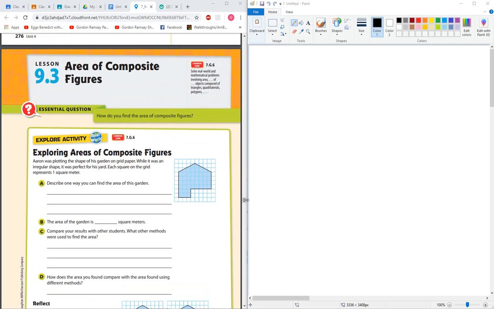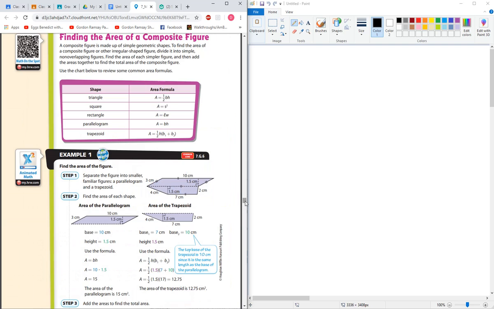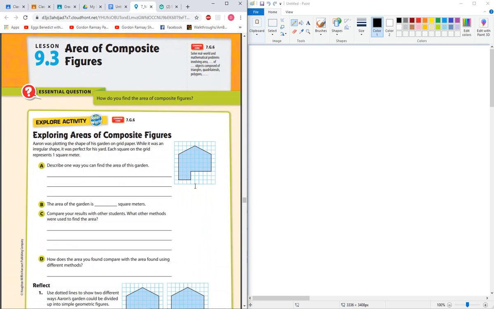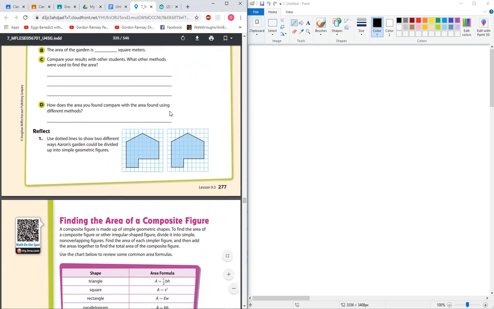We're going to start again with areas of composite shapes, composite figures. Composite just means it's made up of multiple figures. So if you know how to get the area of a square, rectangle, triangle, you should be able to get all of these. All you're going to be doing is cutting these shapes into digestible parts, and this is what I mean by that.